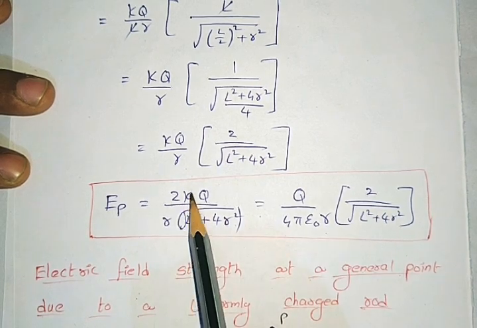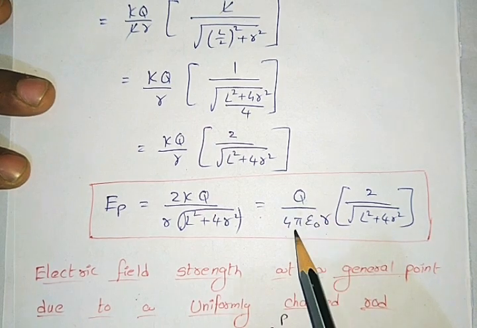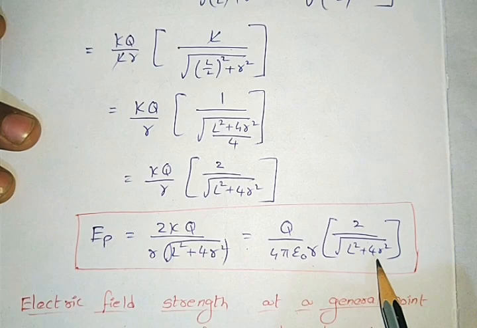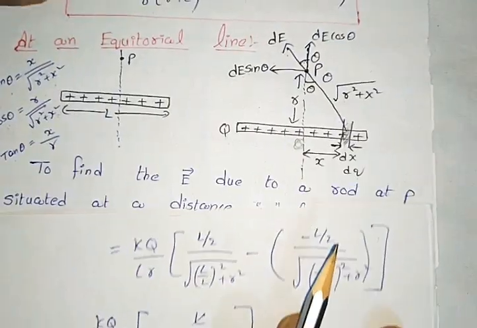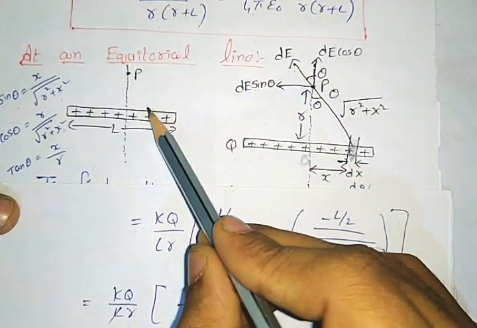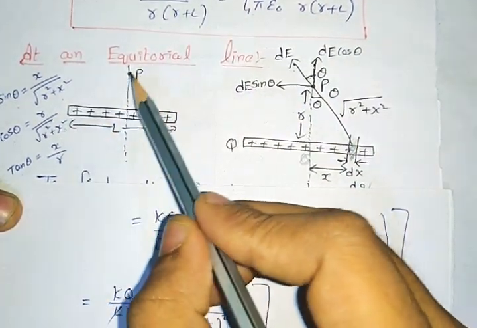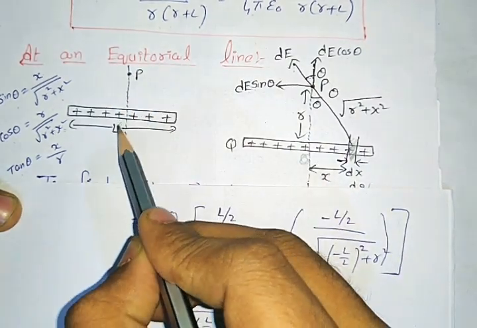So in the place of k, if you substitute the value of 1 by 4 pi epsilon naught, the result will be q by 4 pi epsilon naught r into 2 by root of L square plus 4 r square. So this is the result for electrical field intensity at a point P situated at the equatorial line. Here small r is the distance between point and the center of the line O here.